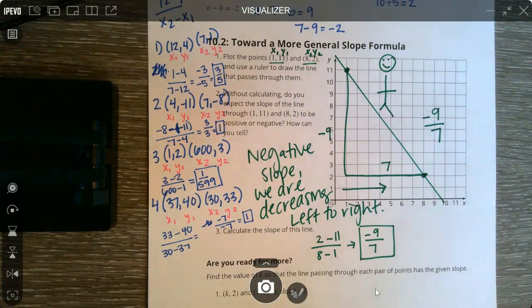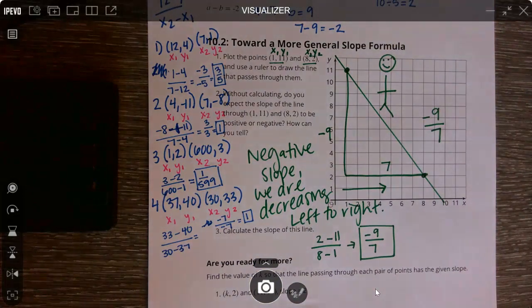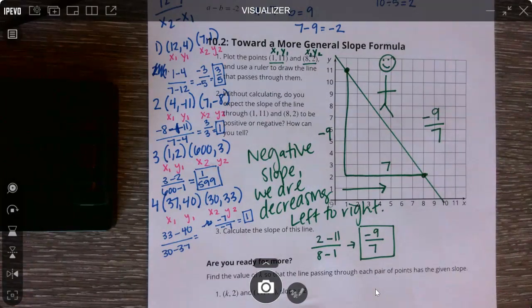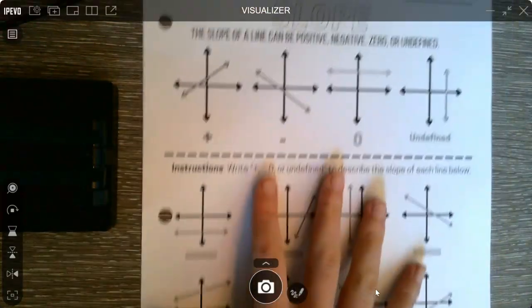Okay? All right. Once you finish this, you are going to raise your hand, and the sub is going to give you a worksheet. I just need to find my worksheet. Hold on. I'm coming. All right. You're going to be getting a slope worksheet to work on by yourself. Okay, it looks like this.